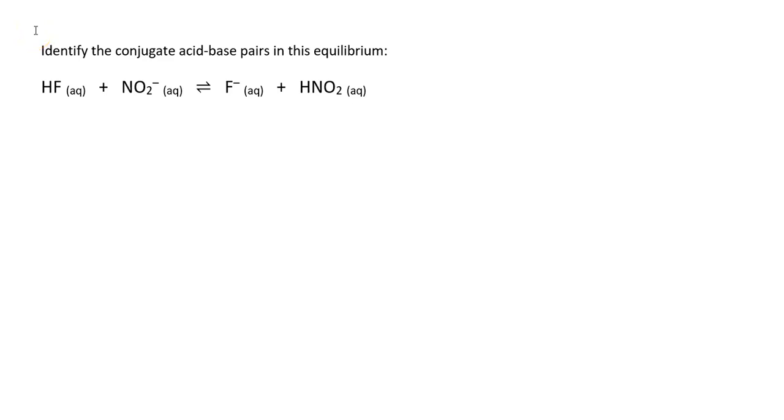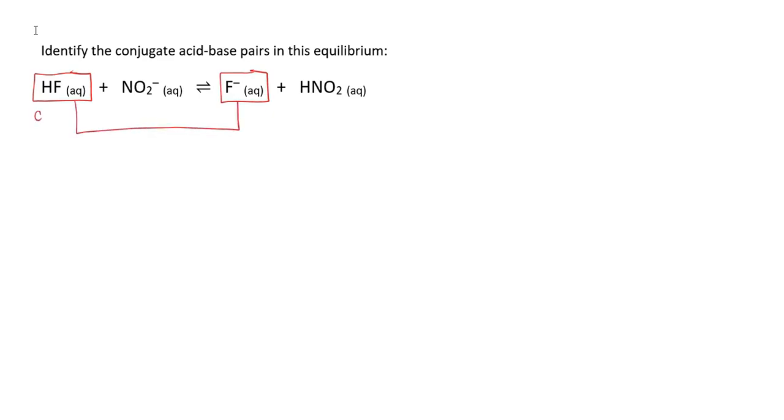In this example, we are doing the same thing. We are identifying the conjugate acid-base pairs. So I find HF and F minus. The chemical formulas only differ by an H and a plus.